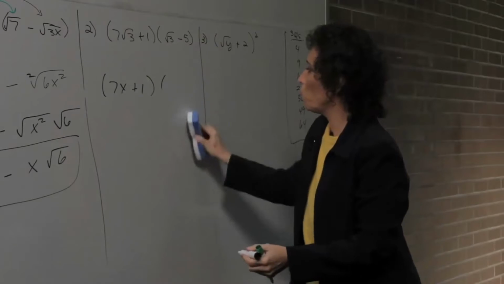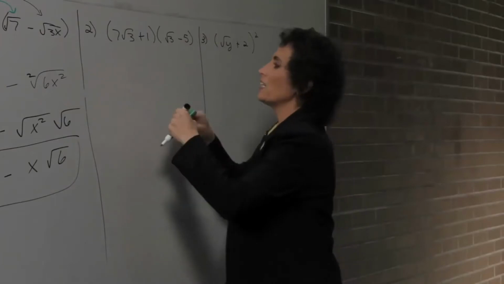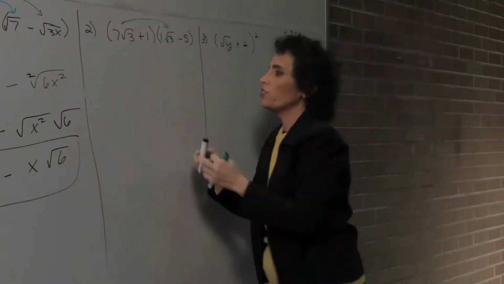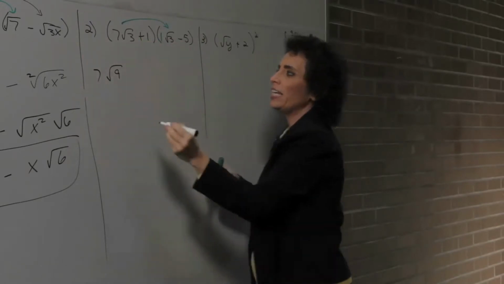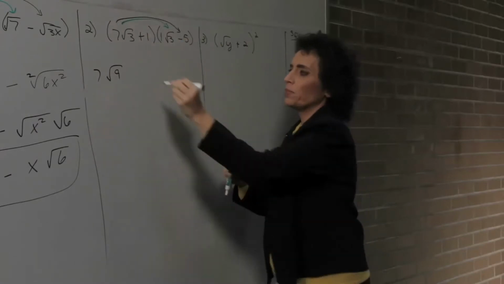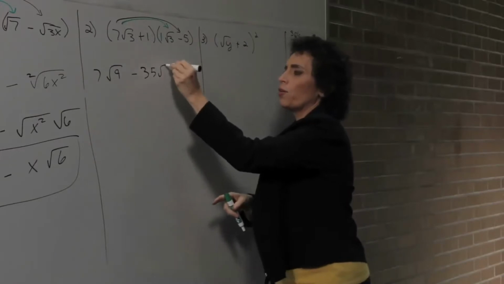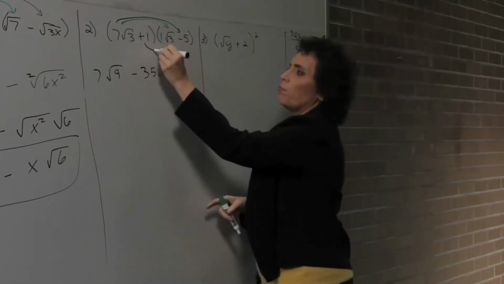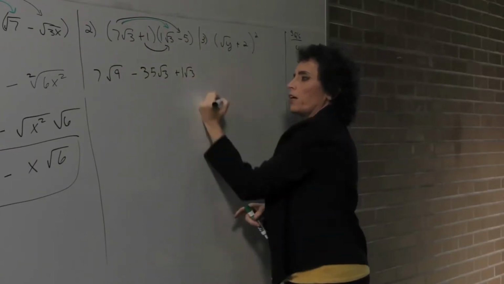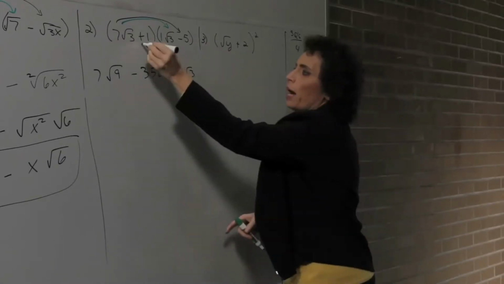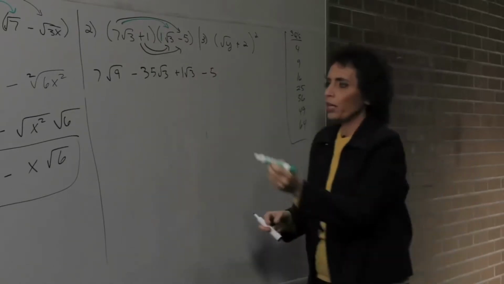So we have seen these before, just not exactly like this. There's a 1 here you can't see. 7 times 1 is 7. Square root of 3 times square root of 3 is square root of 9. A positive times a negative is a negative. Look, this is an outside number. 5 times 7 is 35 square root of 3. Now coming this way, positive 1 times 1 square root of 3 is positive 1 square root of 3. Last one. Positive times a negative is a negative 5. That's what we got.